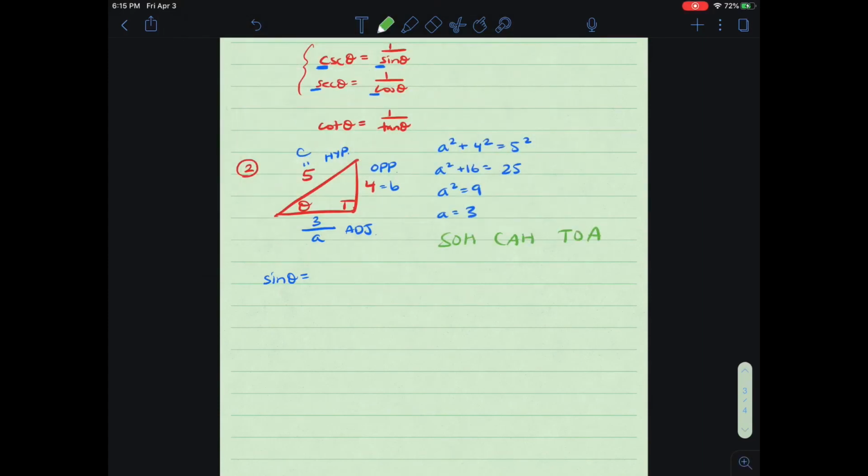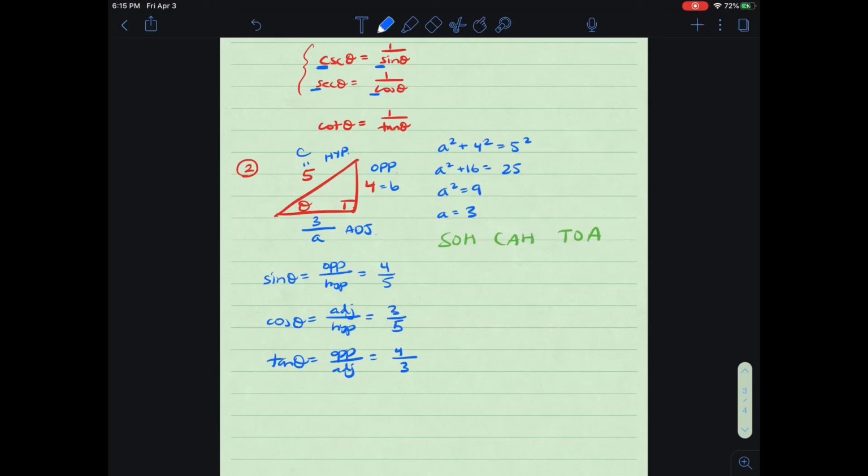So SOHCAHTOA. So I know that sine of theta is opposite over hypotenuse. And that's going to equal 4/5. I know that cosine of theta is adjacent over hypotenuse, and that's going to be 3/5. I know that tangent of theta is opposite over adjacent, and that's just going to equal 4/3.